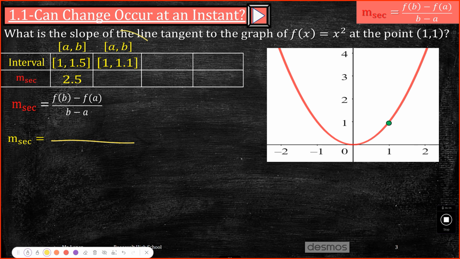So what is B for this? I'm doing it again, but we're working it for this now. What are we plugging in for B? 1.1 minus 1 on the bottom, this is repetitive. Then on top is going to be f of 1.1 minus f of 1.